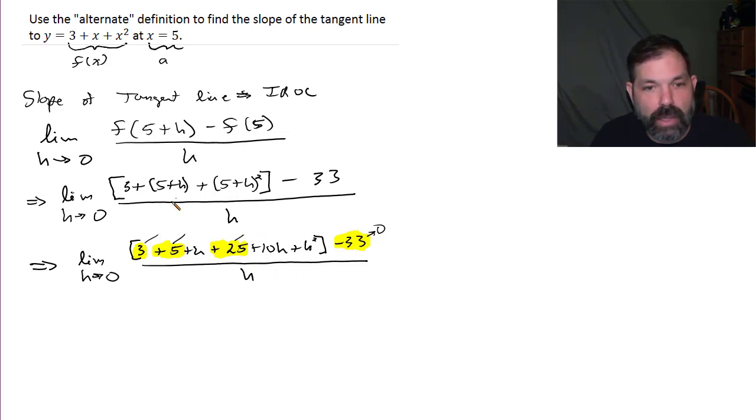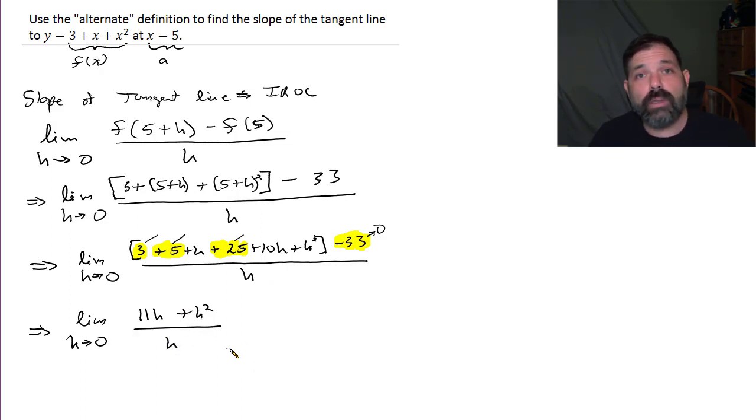Right? Those terms that I highlighted in yellow. All right, let's combine what's left. I have a limit with h approaching 0 of, let's see what's left. I have an h plus a 10h. That's an 11h plus h squared over h. So this is a little better, but still indeterminate. Because if I let h equal 0, then that would give me 0 in the numerator, 0 in the denominator, indeterminate form. Let's use some factoring now.